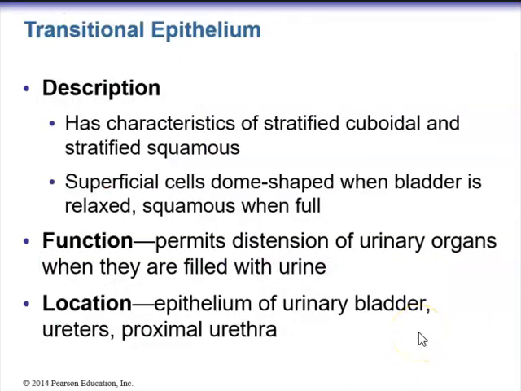Now it's transitional epithelium. Transitional epithelium has characteristics of stratified cuboidal and stratified squamous epithelium, depending on whether or not that organ is fully distended or relaxed. The superficial cells, or the cells at the surface, are dome-shaped when the bladder is relaxed, meaning there's no urine within the bladder, and then they can appear squamous when the bladder is full of urine. The function of this type of epithelium permits distension of the urinary organs when they are filled with urine, and we can find transitional epithelium in the urinary bladder, the ureters, as well as the proximal urethra.